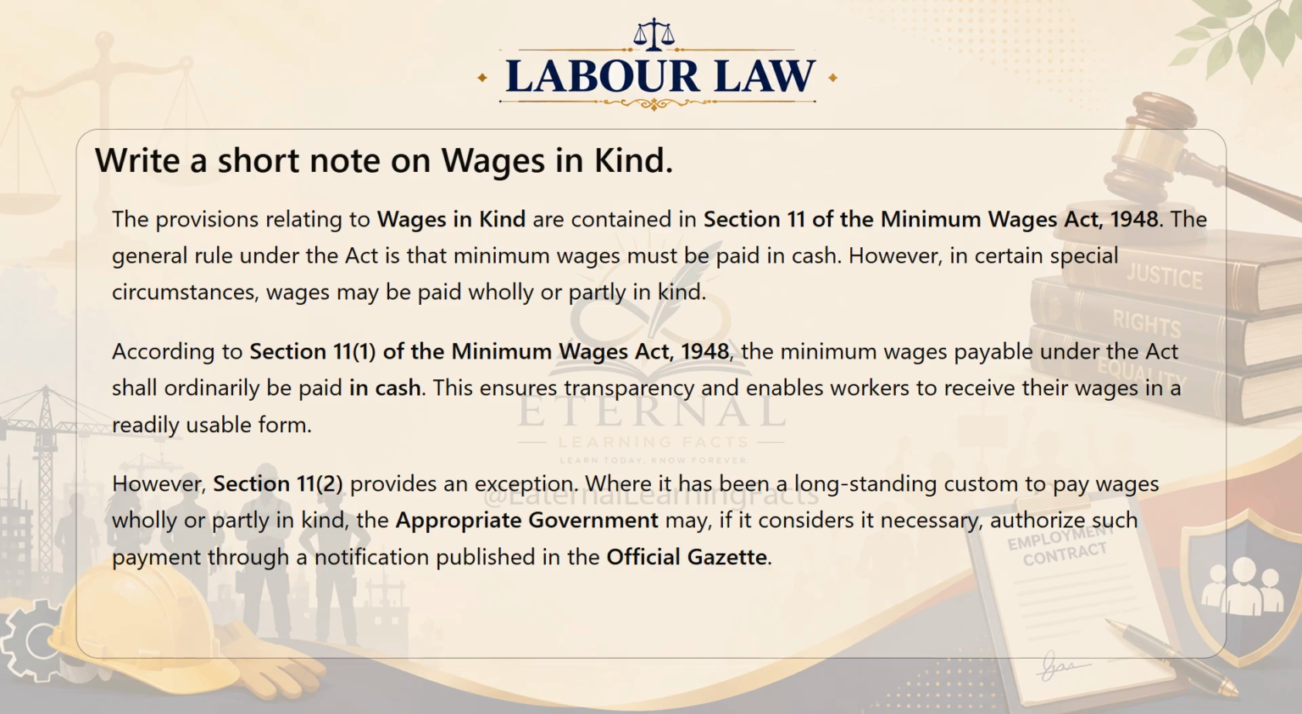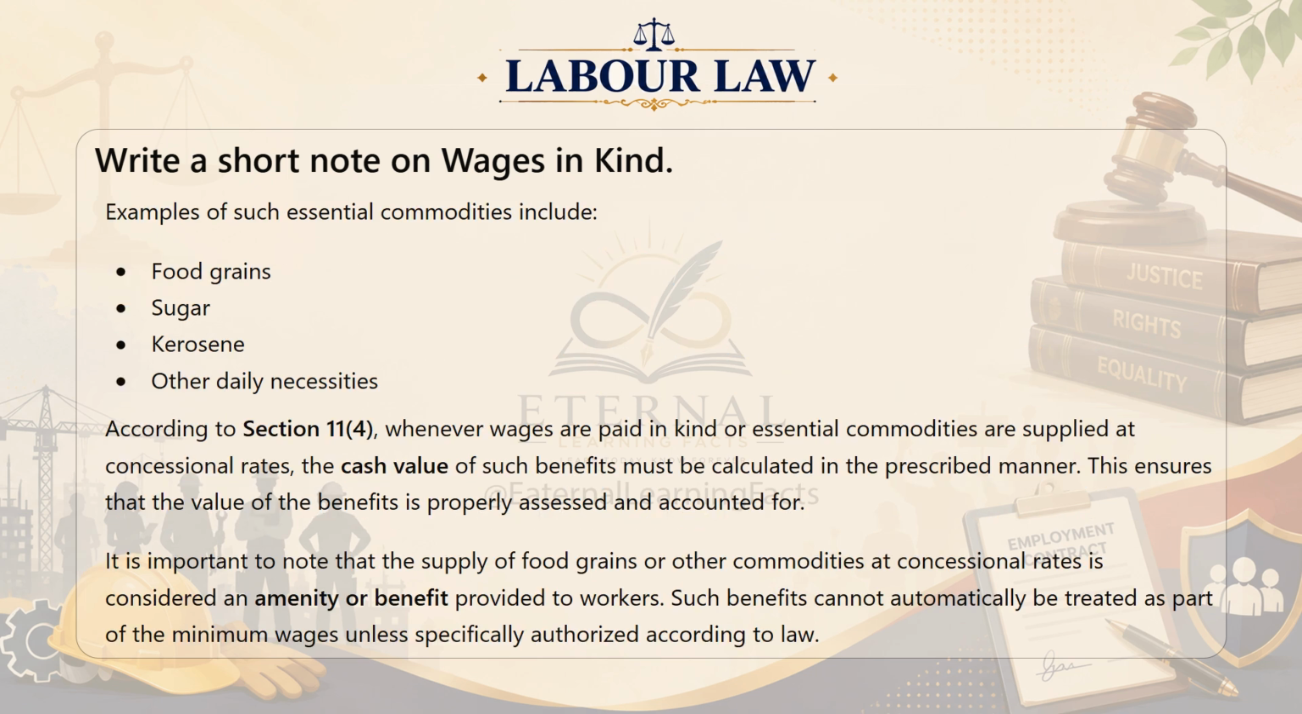However, Section 11(2) provides an exception where it has been a long standing custom to pay wages wholly or partially in kind. The appropriate government may, if it considers it necessary, authorize such payment through a notification published in the official gazette. Examples of such essential commodities include food grains, sugar, kerosene, and other daily necessities.